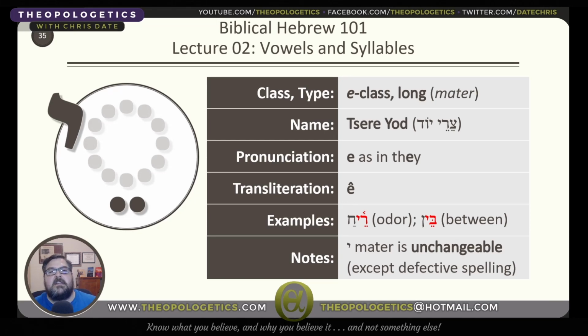What I mean by that is in future lectures, you will see that when words change form, sometimes vowels and consonants undergo changes. But if the word in its lexical form has a mater in it, a yod mater, that is unchangeable. No matter what changes the word undergoes in order to accommodate its new form, the yod mater will not change. The exception is when we're dealing with defective spelling. So it's the same word, same pronunciation, same meaning, same everything. It's just missing the mater.